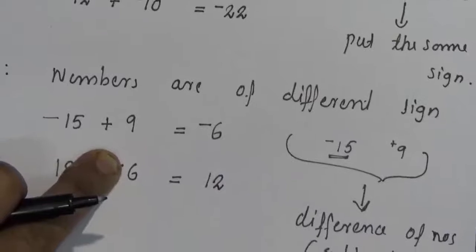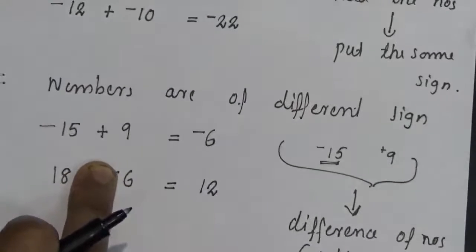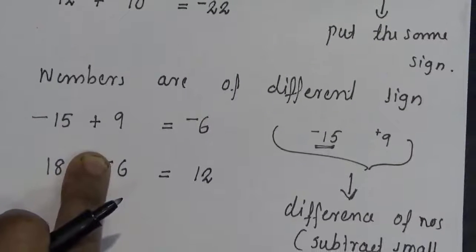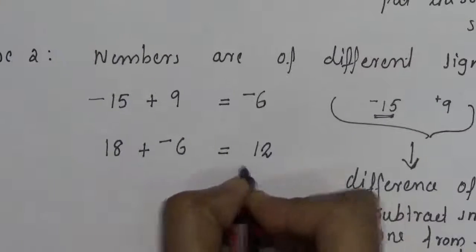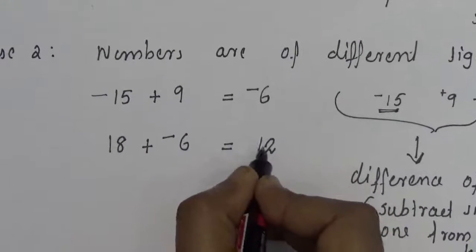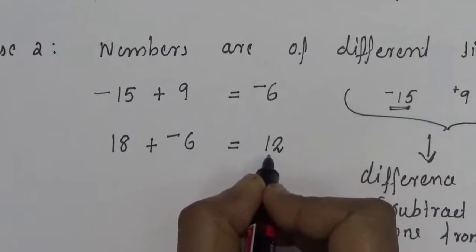Now what is the sign of the large number? The large number is 18 here. Its sign is plus. So the answer 12 has the same sign, plus. So the answer is 12. You don't need to put a plus sign before the number. Okay. So the answer is 12.